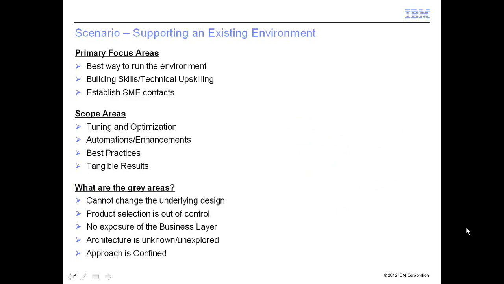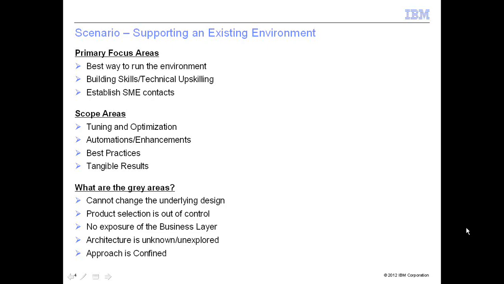The scenario is supporting an existing environment. The primary focus area in this case is how best to run the environment. Most of the DBAs, or rather administrators who are supporting production systems, or maybe dev test systems, look at how best they can manage the system. They look at technical skill building, where they look at the new features, and probably look at what are the enhancements that they can come up with. Their key focus is to establish SME contacts in that area. So their scope areas are typically tuning and optimization, automation, like I said, enhancements, and deriving best practices out of their experience, documenting it and providing tangible results.